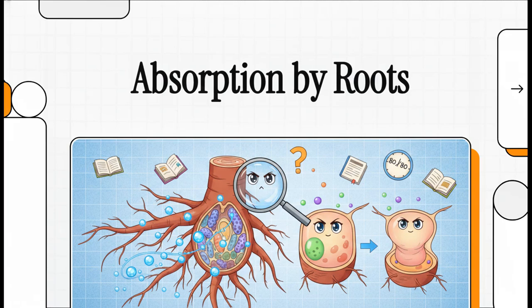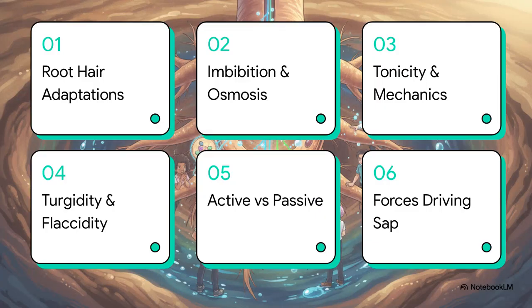Absorption by roots. This chapter carries immense weight in your ICSE board exams. You're going to see it frequently in Section A for precise definitions and MCQs, and it routinely anchors Section B, where diagram-based structured questions will strictly test you on root hair adaptations and cellular mechanics like plasmolysis. Listen, if you're aiming for that perfect 80 on 80, mastering the absolute technical precision of this chapter is completely non-negotiable. Here is our roadmap for this explainer.